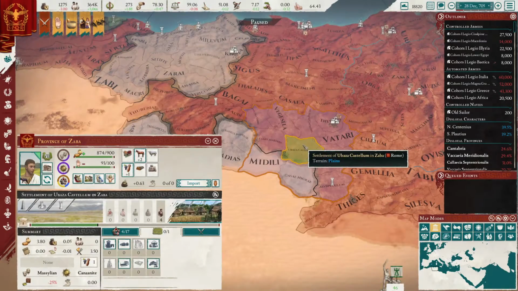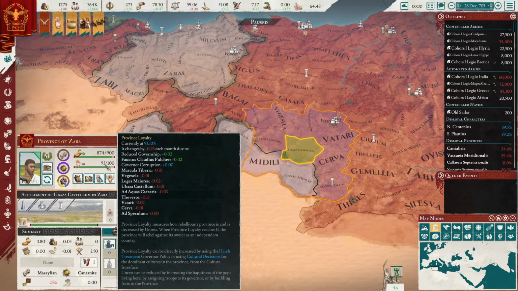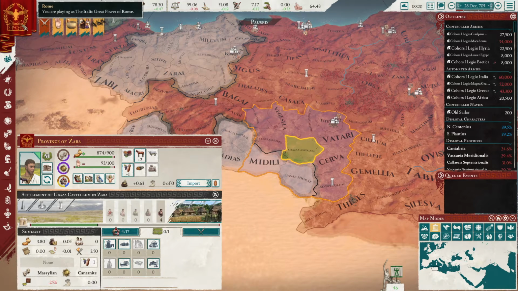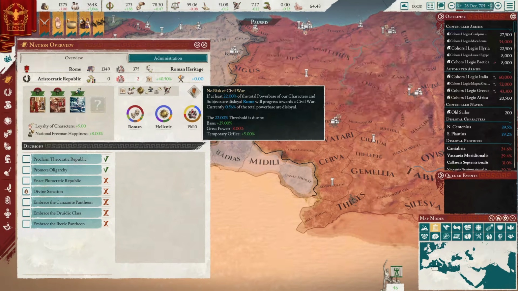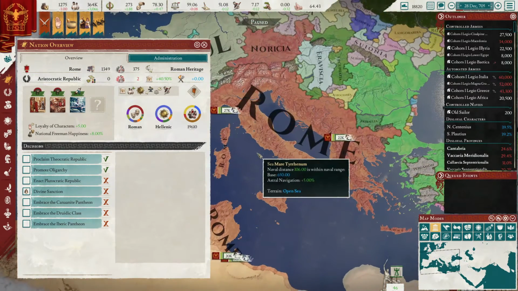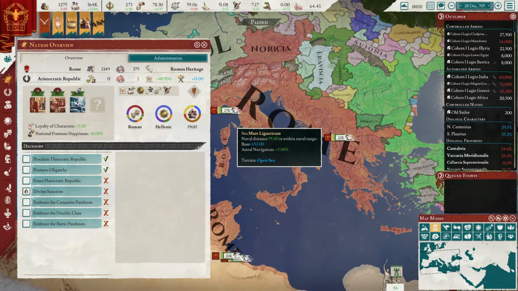If I click on a province, I can see right here the province loyalty. I can see its current trends and its current status. If it gets down to 0, you're going to have rebellion. Just like if this little bar here that's currently invisible but goes in like a diamond shape fills up to full, you're going to have a civil war. Now let's talk about what they are, how to distinguish them, and how to prevent them, more importantly.